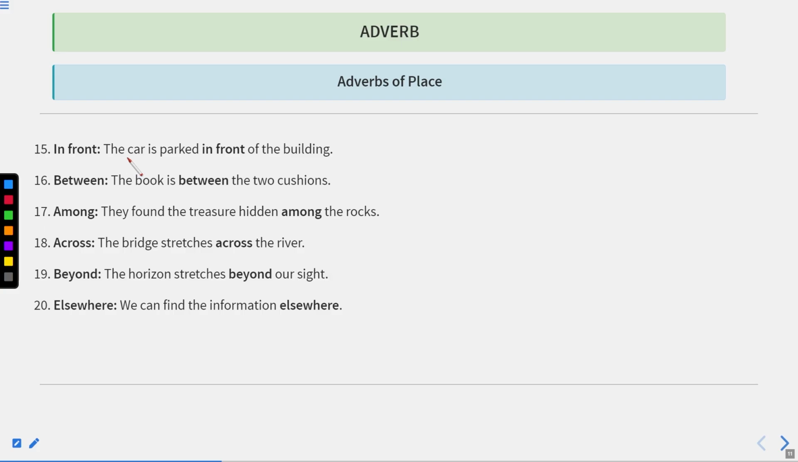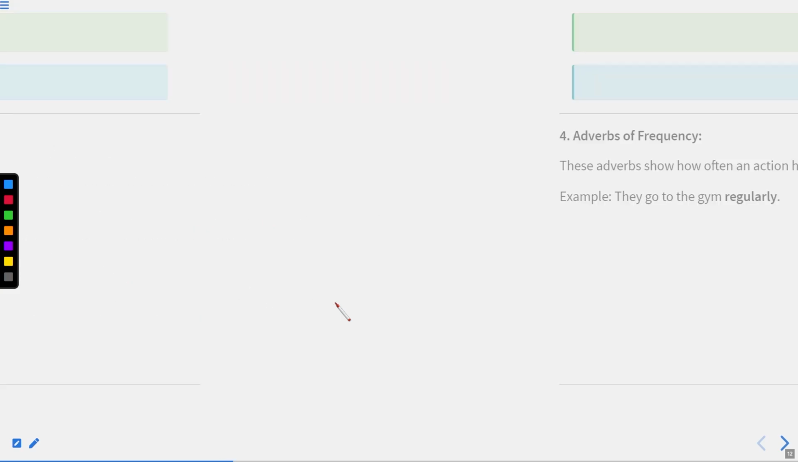Now, in front, the car is parked in front of the building. Between, the book is between the two cushions. Among, they found the treasure hidden among the rocks. Across, the bridge stretches across the river. Beyond, the horizon stretches beyond our sight. Elsewhere, we can find the information elsewhere. Okay, it means not in this place, but any place else. Now let us move to the next one.